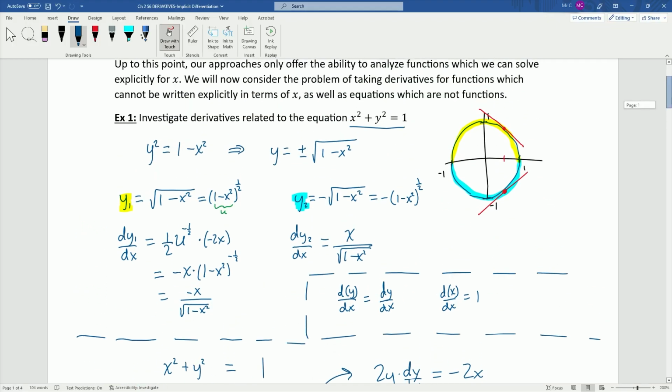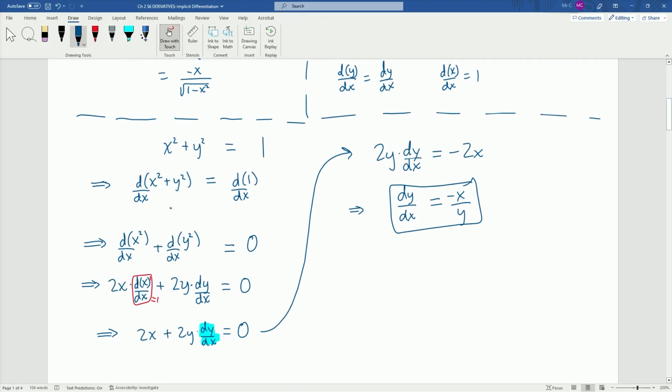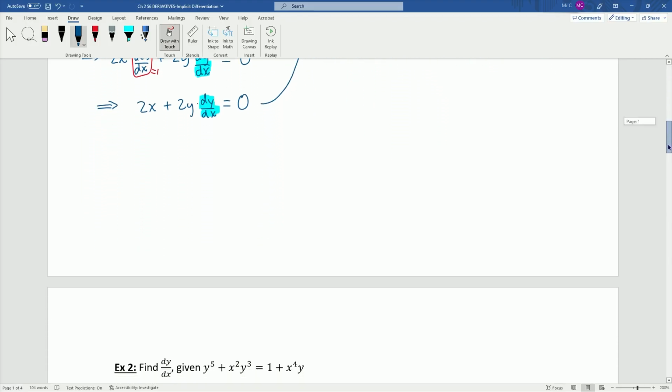Basically, the strategy for implicit differentiation is take derivatives of both sides of the equation, and then once you've done that, solve algebraically for whatever dy/dx you have. And once you've solved algebraically, you're done. So let's go ahead and just tackle a few more examples of this.